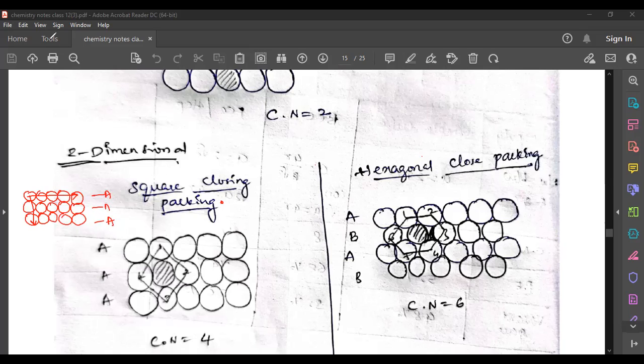Then if you take one particular atom here, it is in contact with how many other atoms? 1, 2, 3, 4, right? This particular atom is in direct contact with 4 other atoms. Then what will be the coordination number? The coordination number will be 4. This is what I explained here. Any doubts in this?